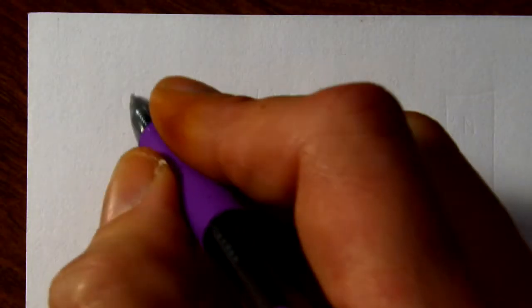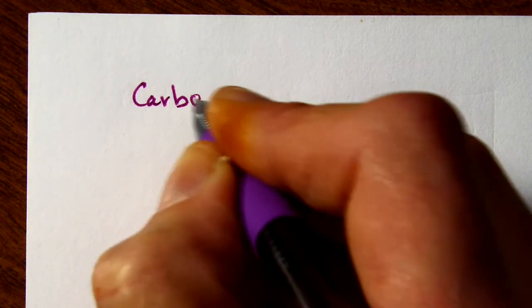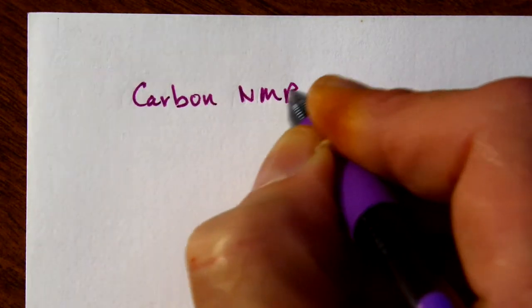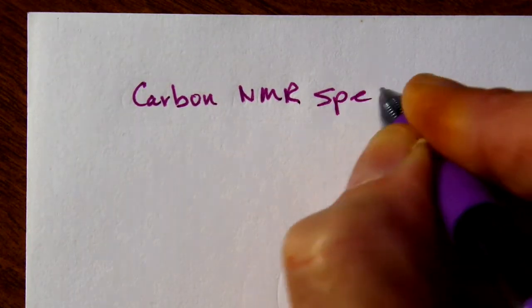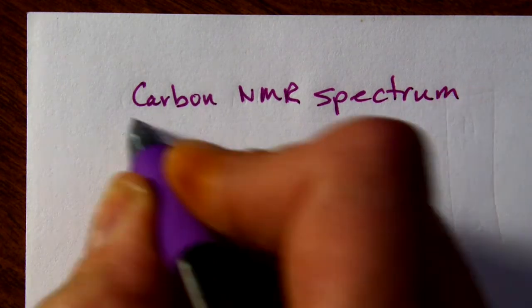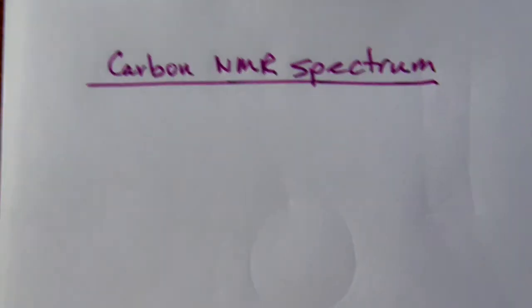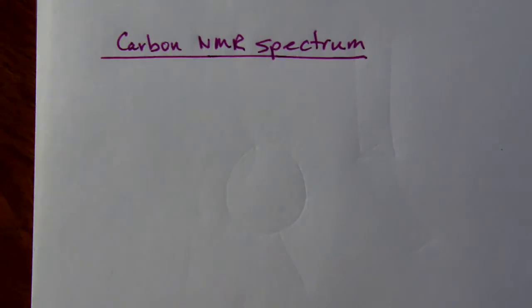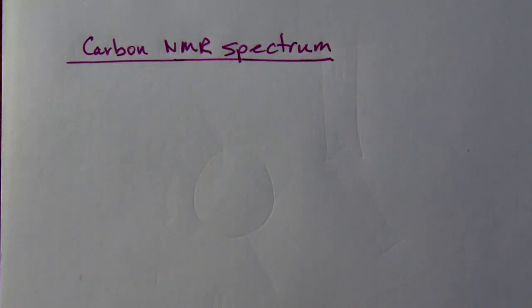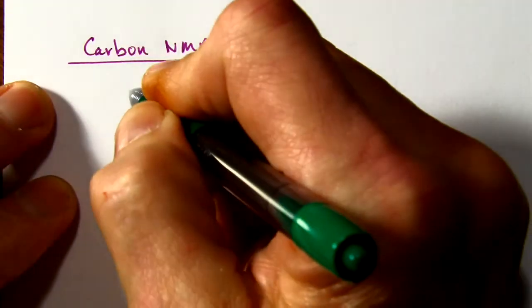Let me show you what a carbon NMR spectrum looks like. So let's look at our first carbon NMR spectrum. It's going to be different from an infrared IR spectrum. Let's start here.